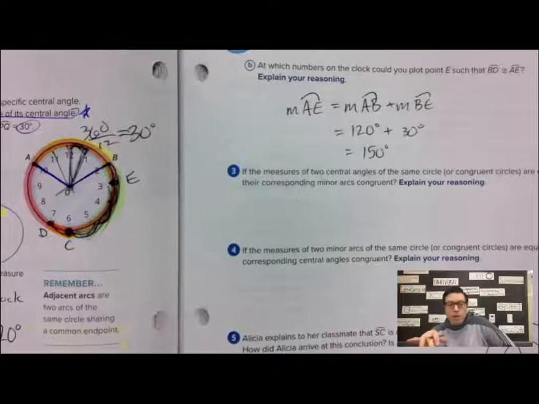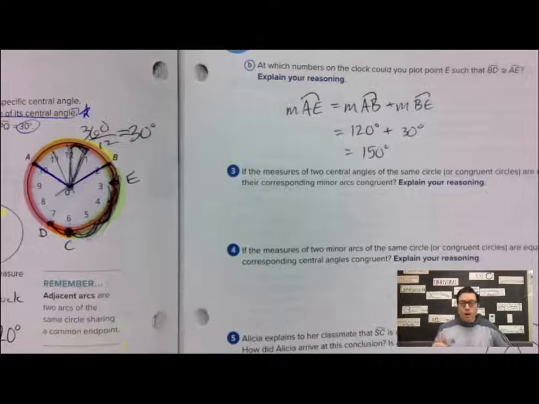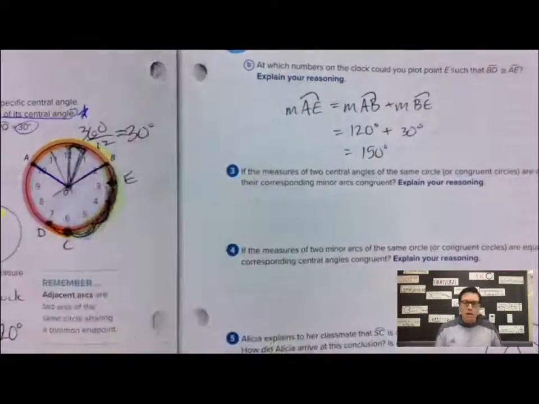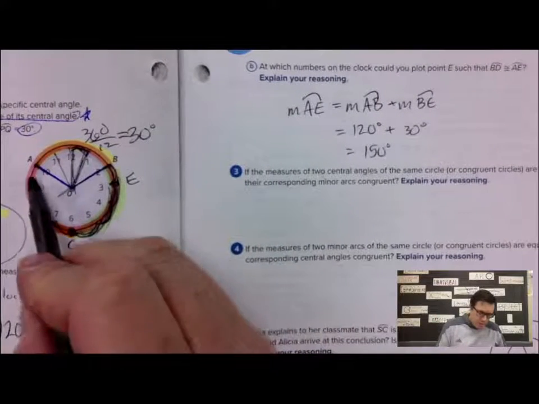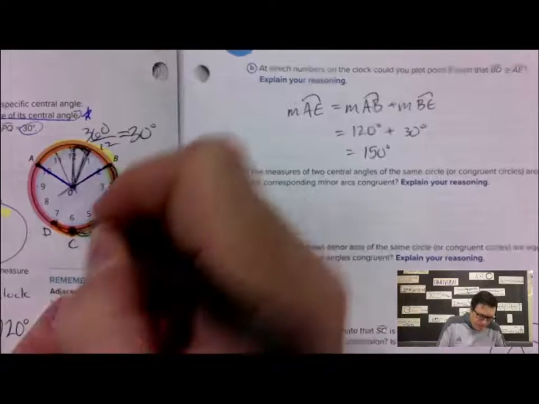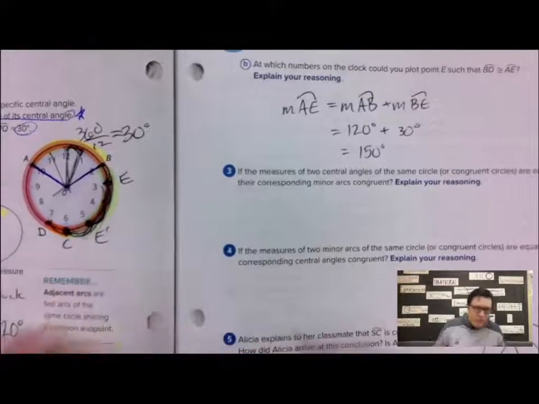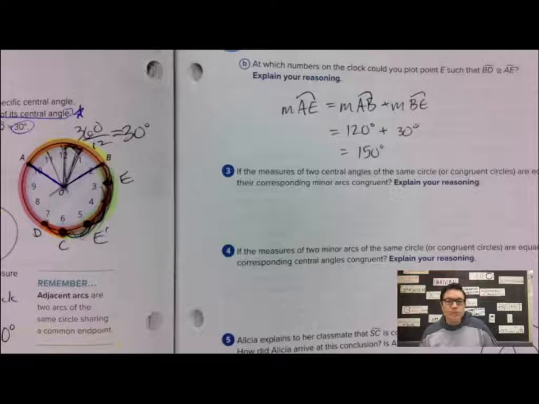There is another place you could put it, at the 5 o'clock. We could go counterclockwise, around this way, and it would still work. So 1, 2, 3, 4, 5 o'clock. This is a potential E location. I just didn't choose it, but maybe you did.